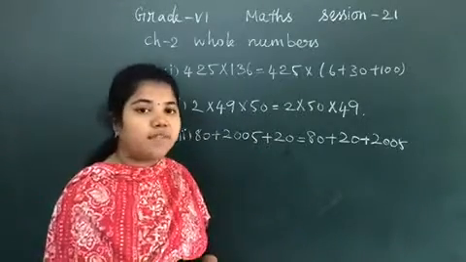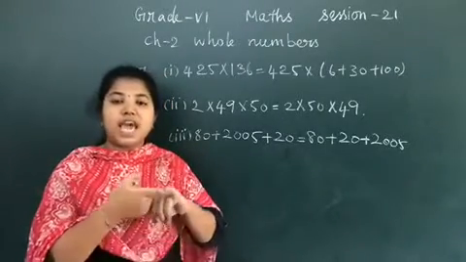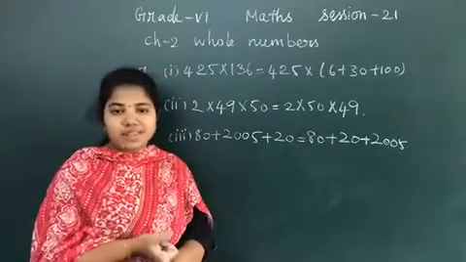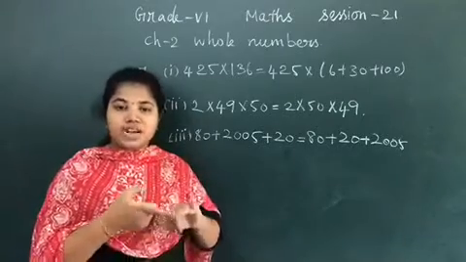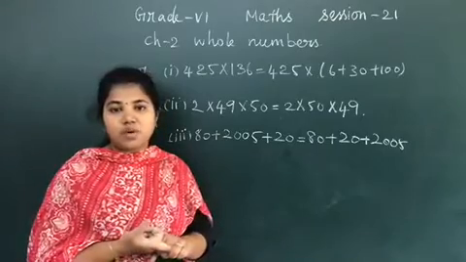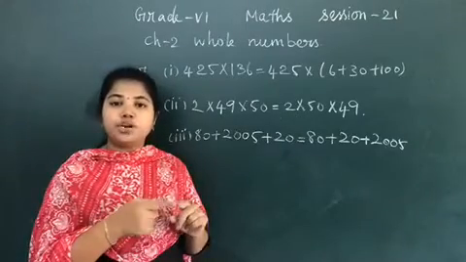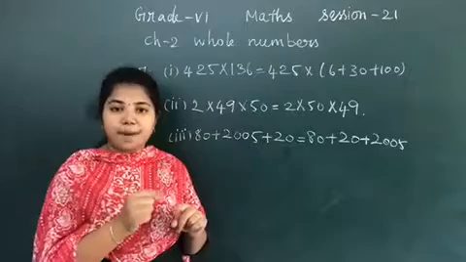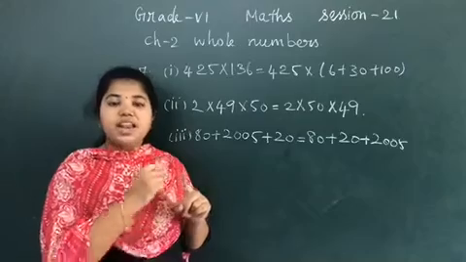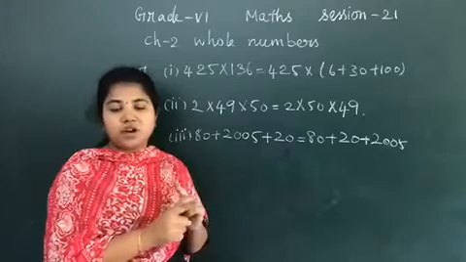What are the properties that we have dealt with in exercise 2.2? It is closure property. Closure property in the sense A plus B, the sum of two whole numbers, if it is a whole number, then the closure property is satisfied. Addition and multiplication satisfy closure property under whole numbers, whereas subtraction and division will not satisfy closure property under whole numbers. The same way, what is associative property? Associative property is change of brackets. A plus B plus C means the sum of B plus C is added to A, which is equal to the sum of A plus B added to C.